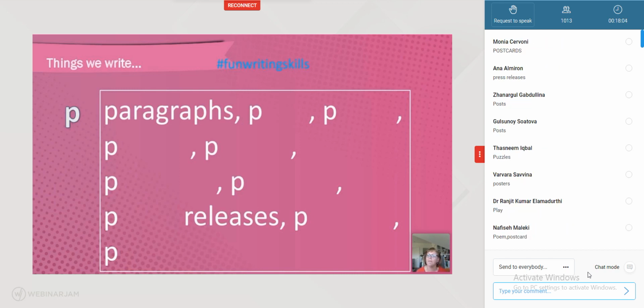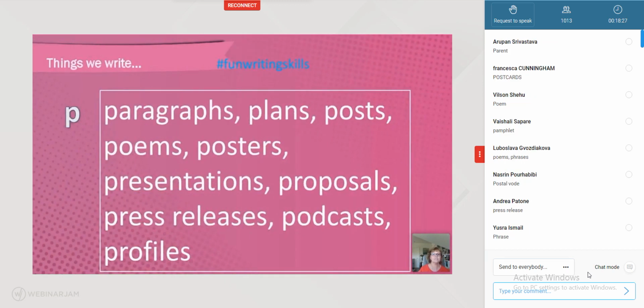We're getting poem, prose, plots. Oh, good. That's a nice one. Paraphrasing, yes, very important. Portfolios, postcards, excellent, okay. So these were mine, and I think we've got some more that I didn't have on my list.